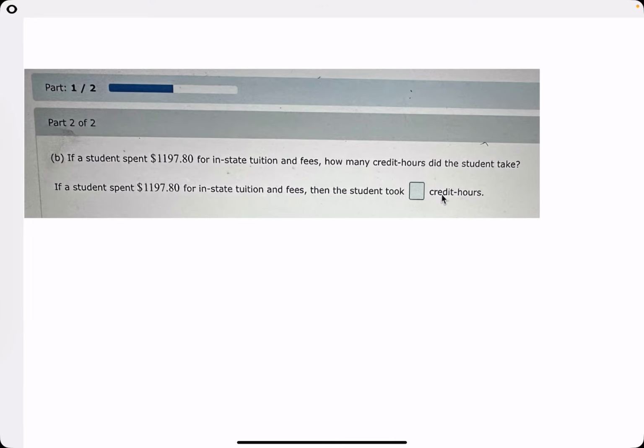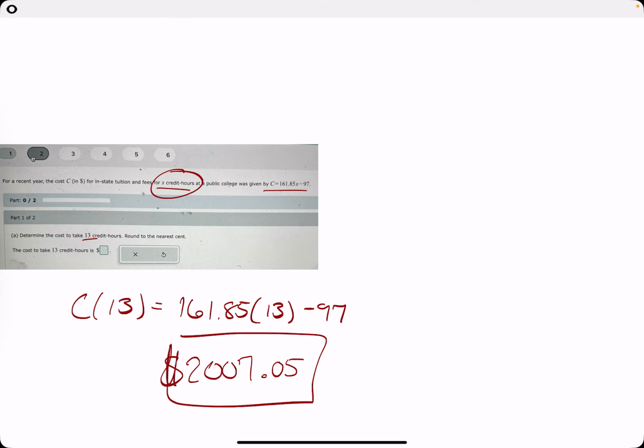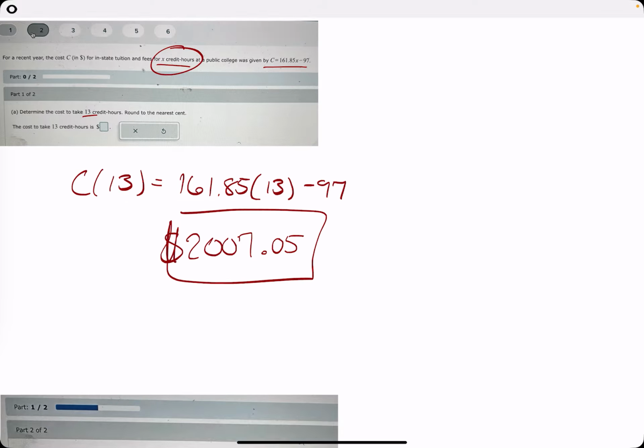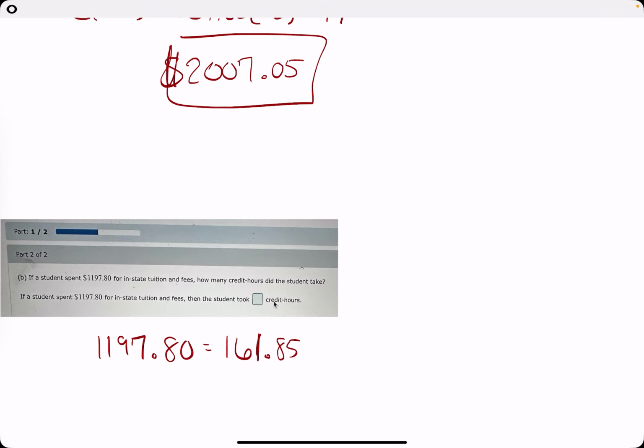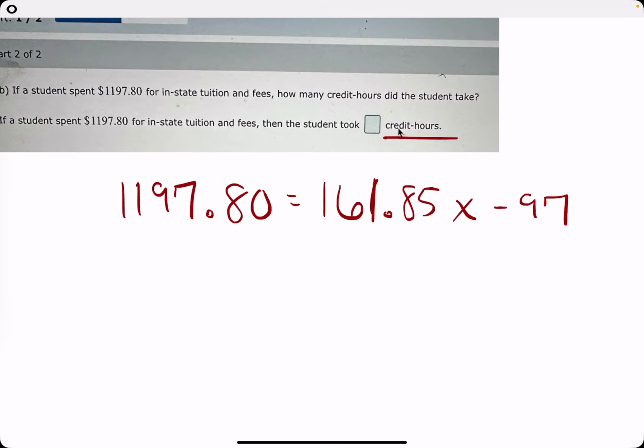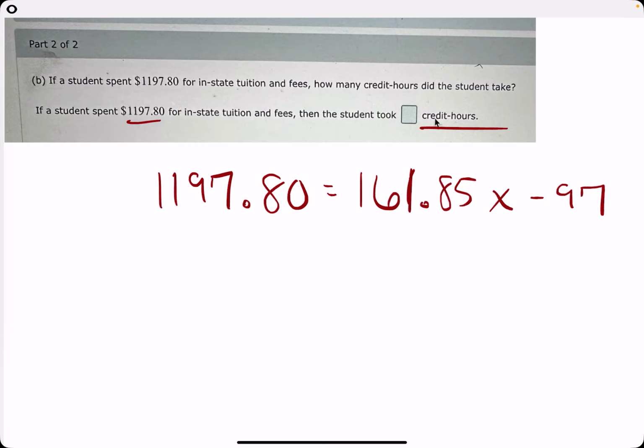So let's see. How can we check for sure? Well, we're going to set this equal to the cost and then solve for the credit hours, or solve for X, right? So we set it equal to 161.85 X minus 97. Because we're solving for the number of credit hours, solving for X when we're given the cost. So we set the cost equal to the cost.